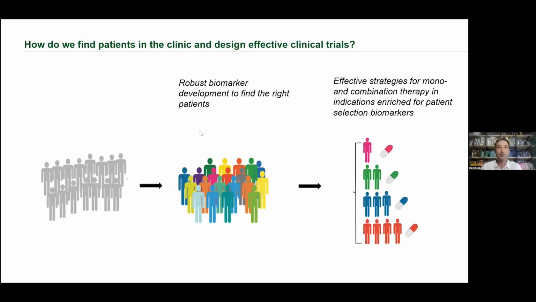However, the next part is how do we find these patients in the clinic, right? We can have a great synthetic lethal interaction, a great pair, but if we can't find the patients in the clinic to treat with the drug, we can't do anything with it, right? So this is where the challenge in synthetic lethality is, translating into the clinic. To do this, we really need robust biomarker development to find the right patient in the clinic. And then we also have to think about figuring out effective strategies, either in the mono or combination therapy space, using these biomarkers that we've developed. So how do we go about that?